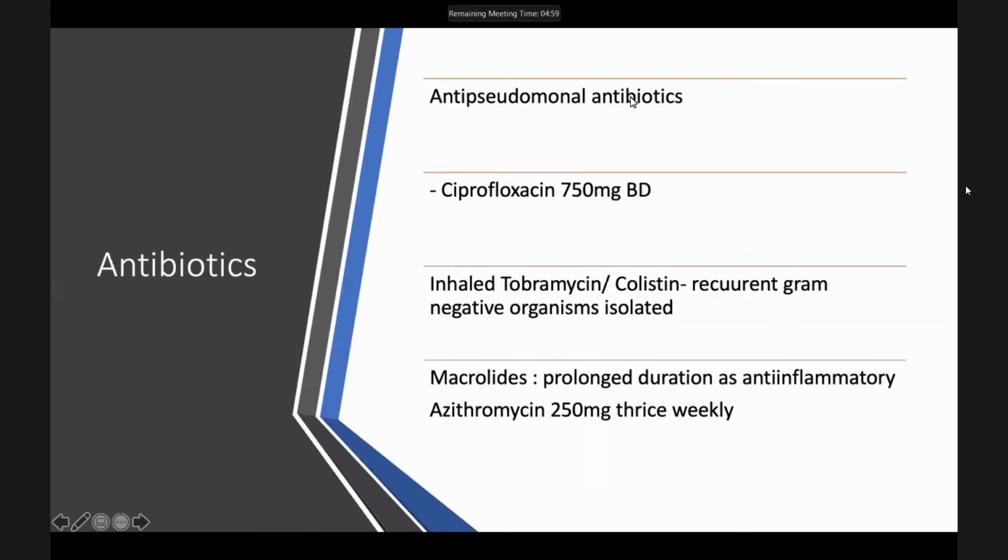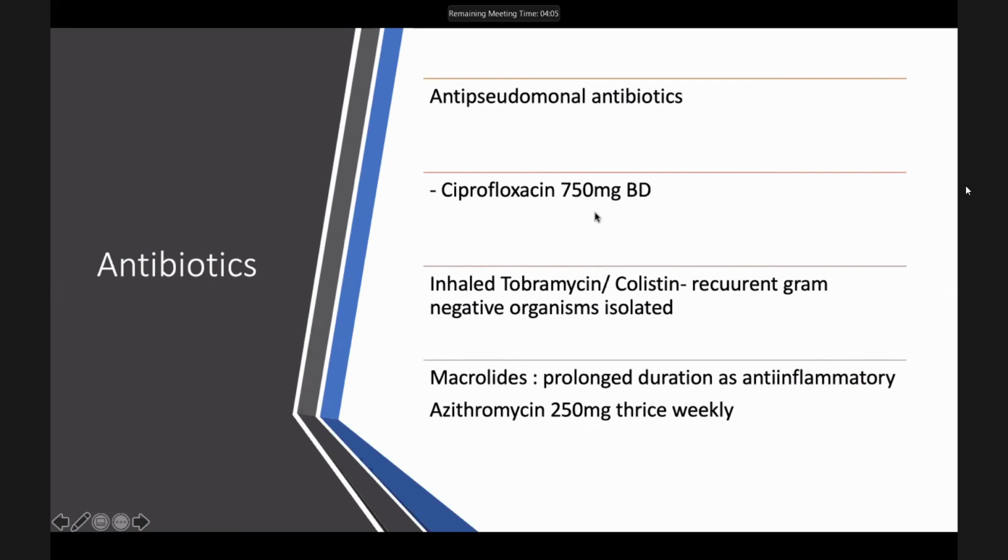For the antibiotics, mainly you are going to use anti-pseudomonal antibiotics. Mainly the quinolone group, in which ciprofloxacin has more action compared to levofloxacin and moxifloxacin. You can use ciprofloxacin 750 milligram BD, or aminoglycosides like gentamicin or tobramycin, or anti-pseudomonal cephalosporins like ceftazidime, cefepime, cefoperazone, then the penicillin group like piperacillin-tazobactam, the carbapenems like meropenem, imipenem and doripenem, and also colistin, which are active against Pseudomonas.